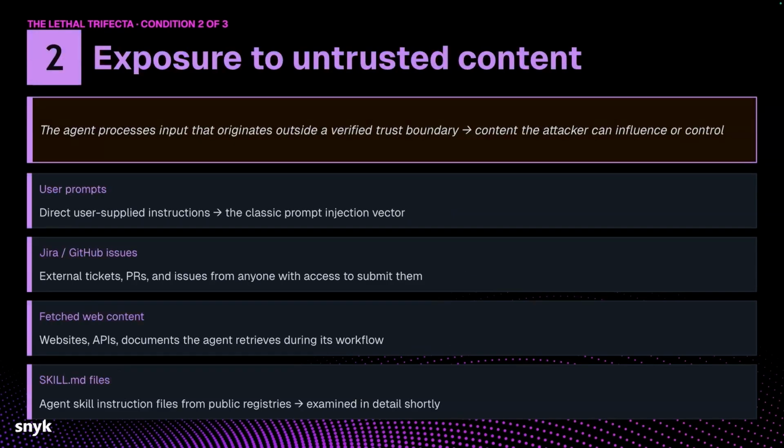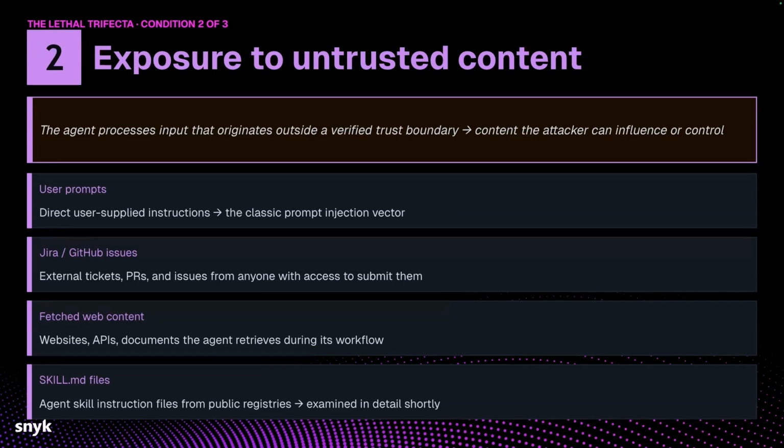The second one is around exposure to untrusted content. And here, the agent would process input that originates outside a verified trust boundary. And this is content that the malicious actor can influence and control. So there are different ways to do so. The first one would be user prompts. We've seen it with the Cursor and Jira example. This is the classic prompt injection vector.